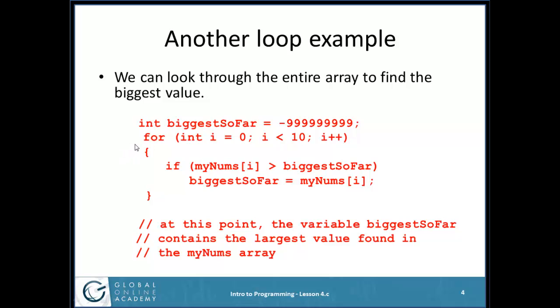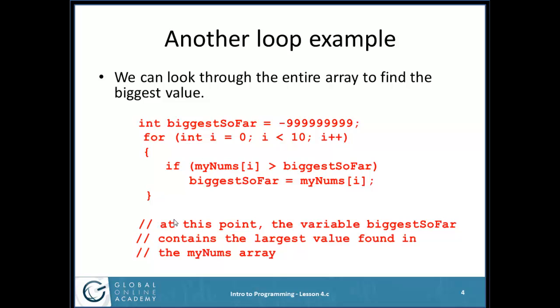Then I go through what should now be a familiar for loop: for int i equals 0, i less than 10, i plus plus. That goes through all 10 elements of the array, numbers 0 through 9. And I check if my nums[i] is bigger than biggest so far, then biggest so far equals my nums[i]. If it wasn't bigger, then I'm not changing the value of biggest so far. Go through this for loop 10 times, and when I exit the loop, at this point the variable biggest so far contains the largest value found in the mynums array.